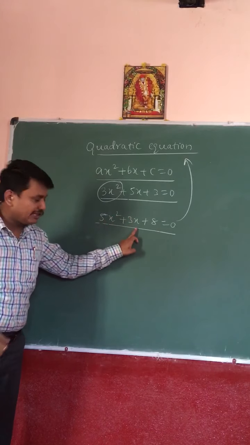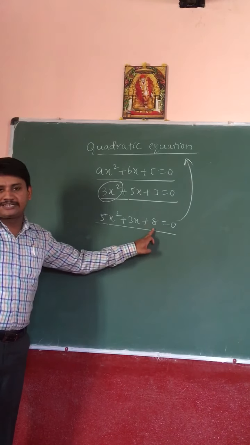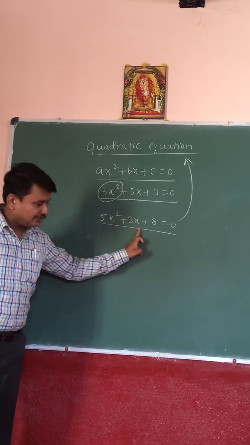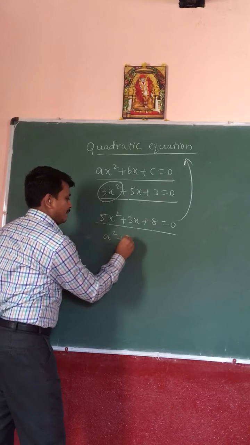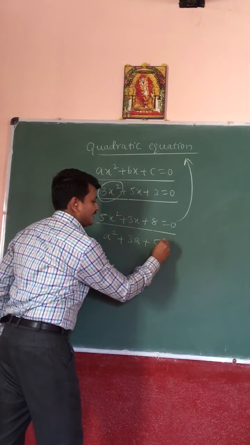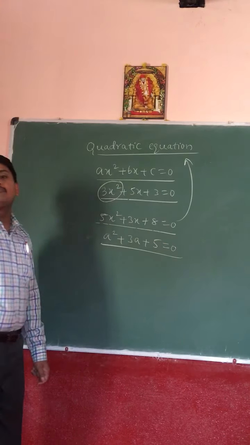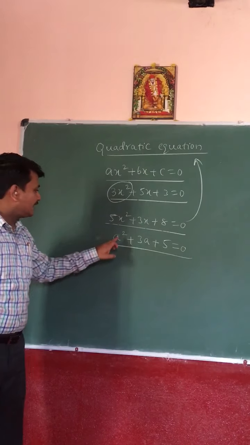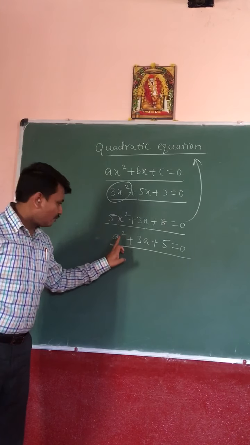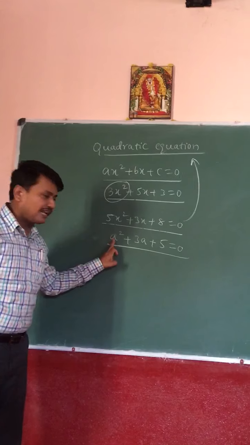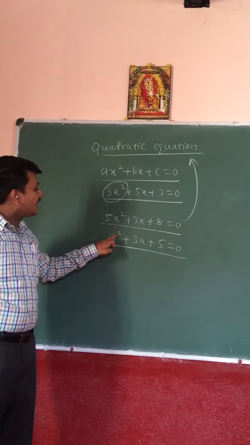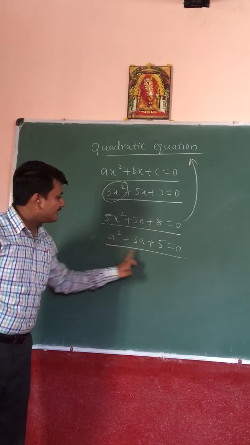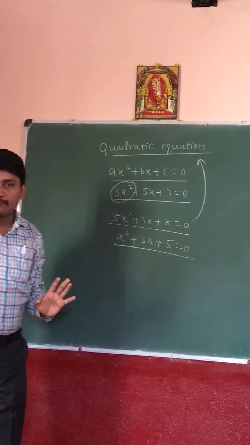Here x square means here also x should be there, and one constant. And here y square means here also y should be there. One more example: a square plus 3a plus 5 is equal to 0. This is also an example of a quadratic equation. See here, a square and only one kind of variable. Here also we have a, here also we have a, and the highest degree of this variable is 2. That's why this is an example of a quadratic equation.